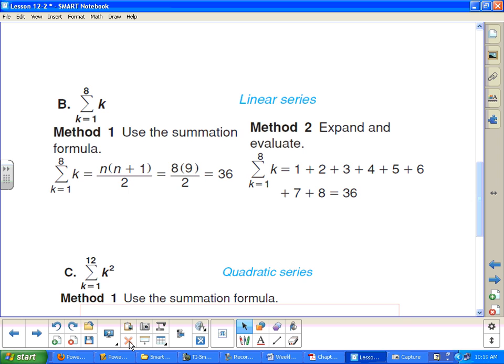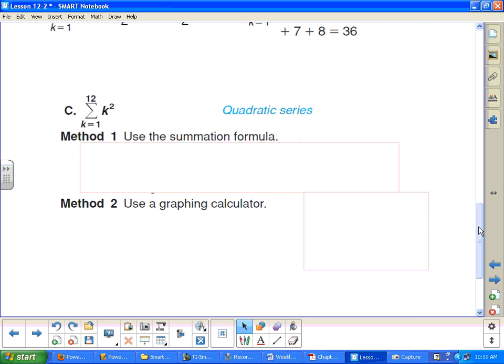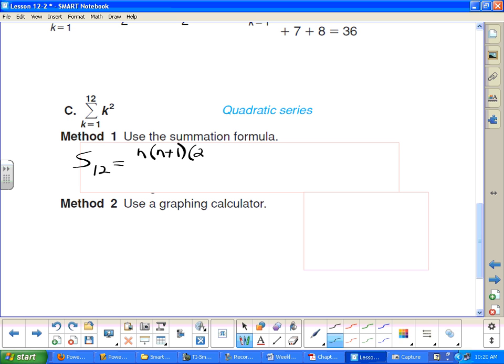And if it's quadratic, the summation formula is a little bit more difficult, but it can be done with that also. So if it's quadratic, to find the sum, s sub 12 in this case, okay, then we're going to do n times n plus 1 times 2n plus 1 divided by 6.